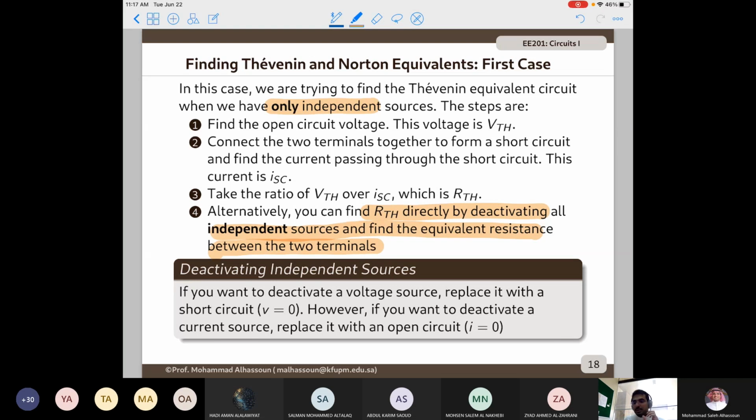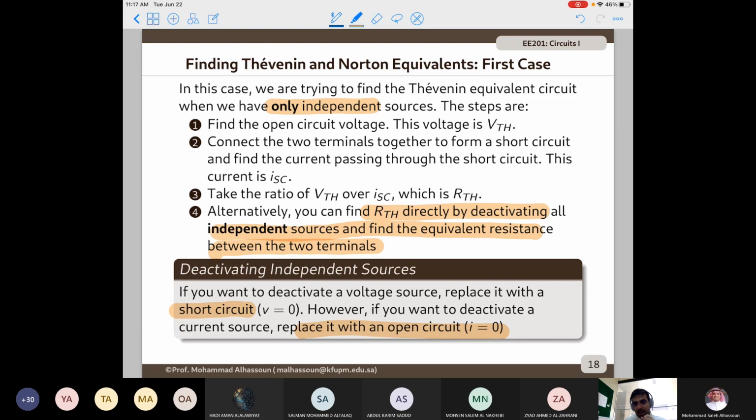So if you have a voltage source, the voltage source is supplying constant voltage. If you want to zero that, you want to change the voltage source to a short circuit. Why? Because the voltage across a short circuit is zero. If you want to deactivate a current source, you want to zero the contribution of this current source. So you want to replace it with an open circuit, because the current passing through an open circuit is zero.